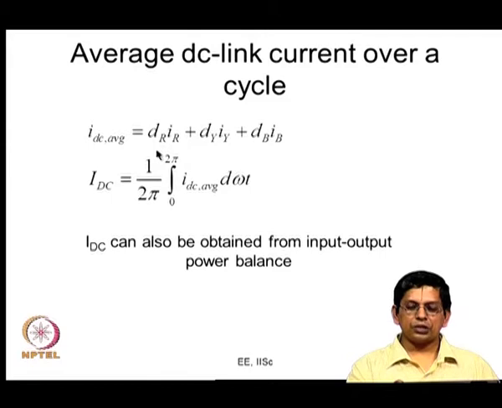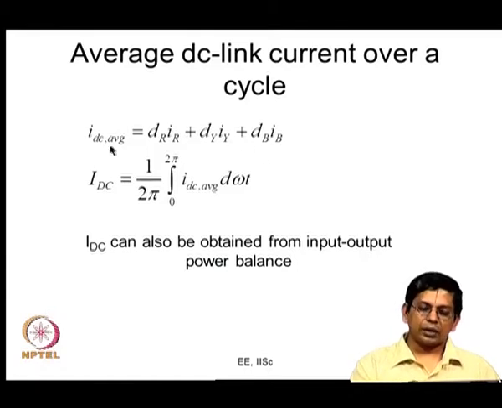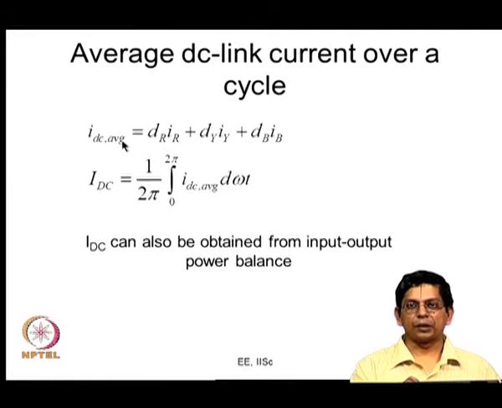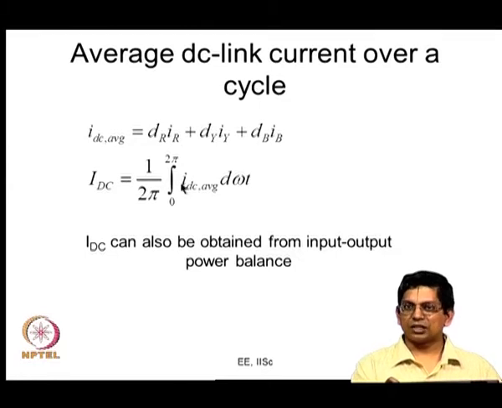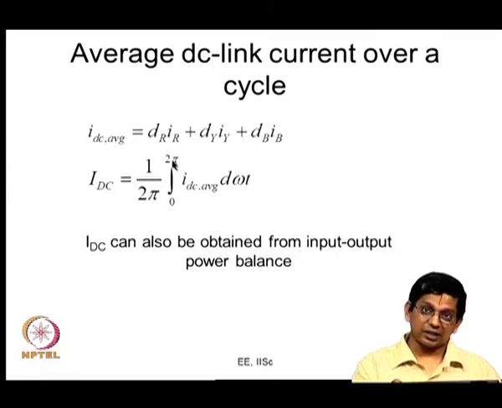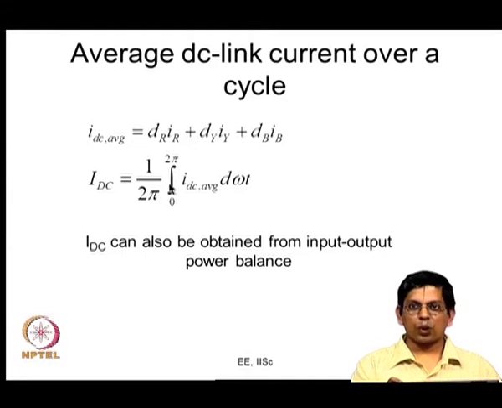If you actually change your modulation signals and so on, you will see that this dR, dY, dB has to be changed accordingly. So, you can get your IDC average over a subcycle. Then what you can actually do is average this IDC average over an entire line cycle. I have taken 0 to 2 pi, but you will see that there are several symmetries. So, you really do not have to consider the entire cycle. You can consider 120 degrees, or you may consider only 60 degrees as we discussed before.